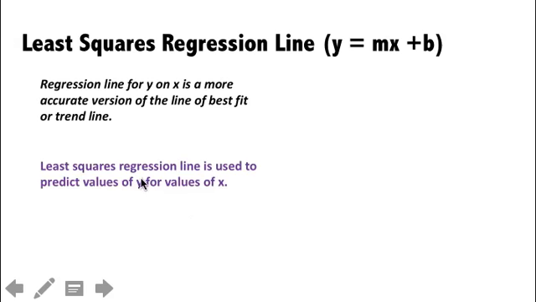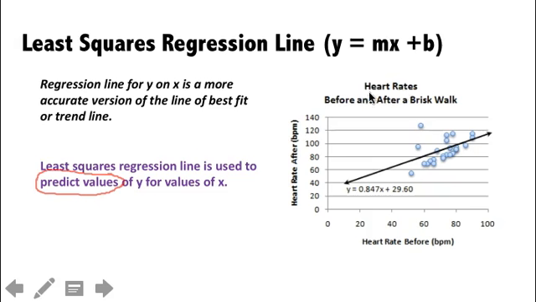And the purpose of it is the least squares regression line is used to predict values of y for values of x. This is huge. The whole purpose of developing a least squares regression line is it's a predictor. I have here just a basic example. This is heart rates before and after a brisk walk. So it's a way you can predict whether your heart rate before a walk can determine your heart rate after a walk. What they did was they plotted all the data, then created a least squares regression line through that data. So what I'm now going to teach you is how you can actually create your least squares regression line by hand.